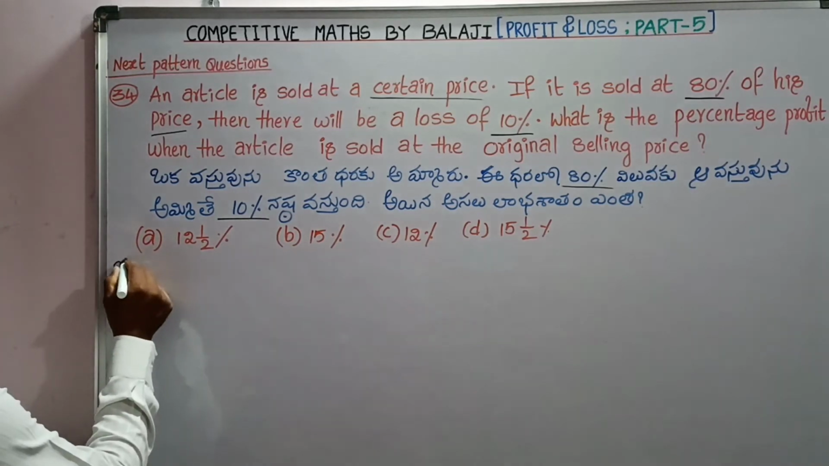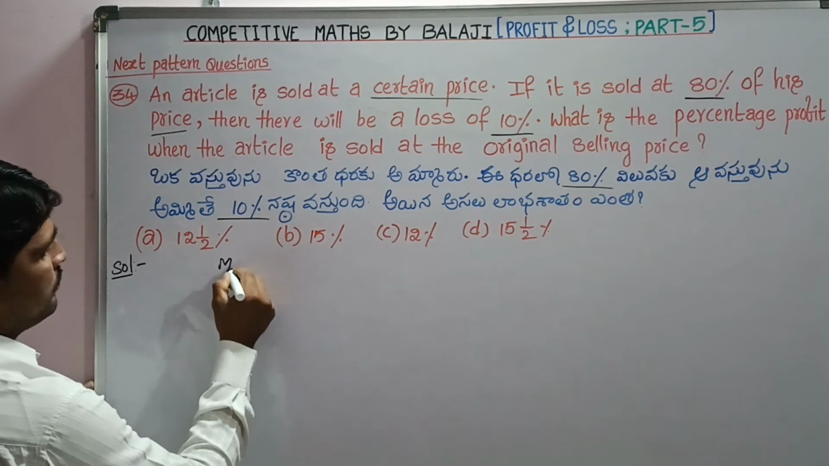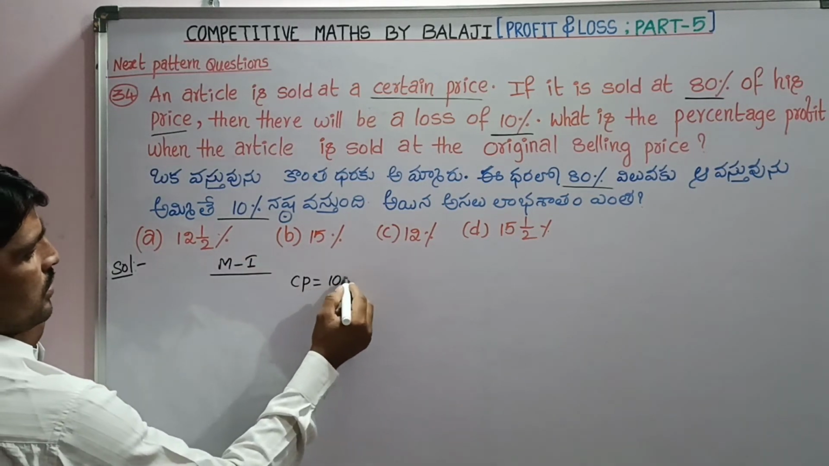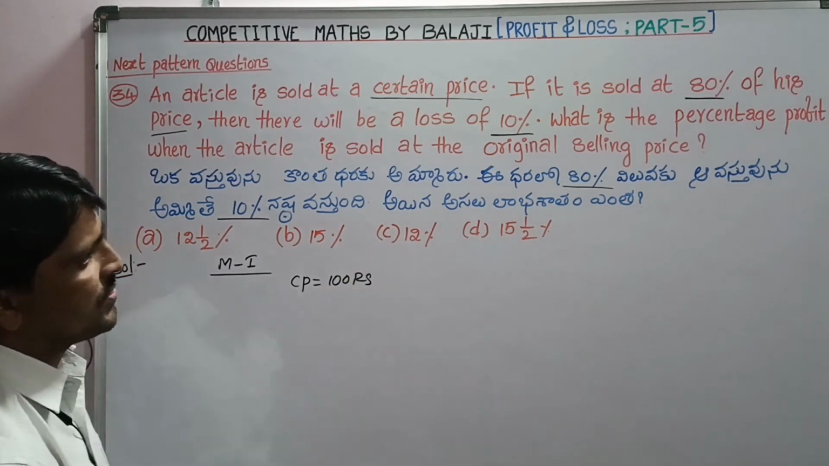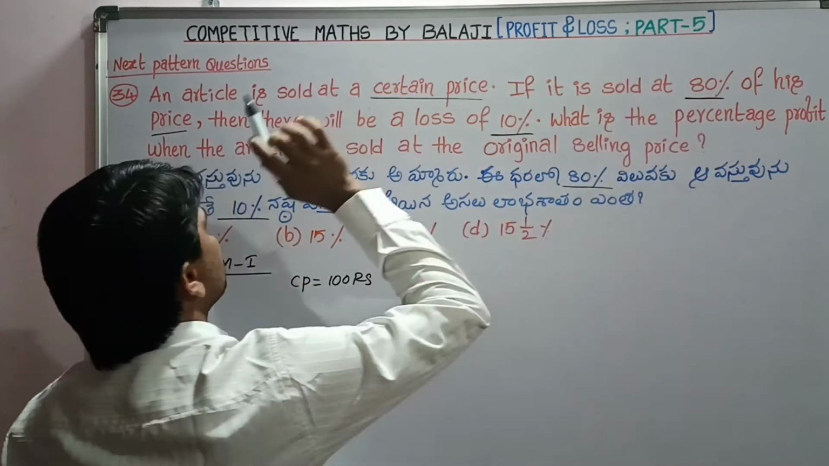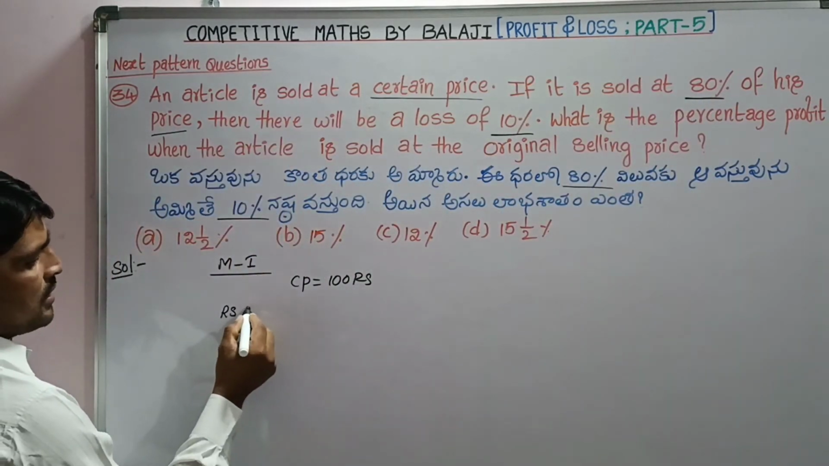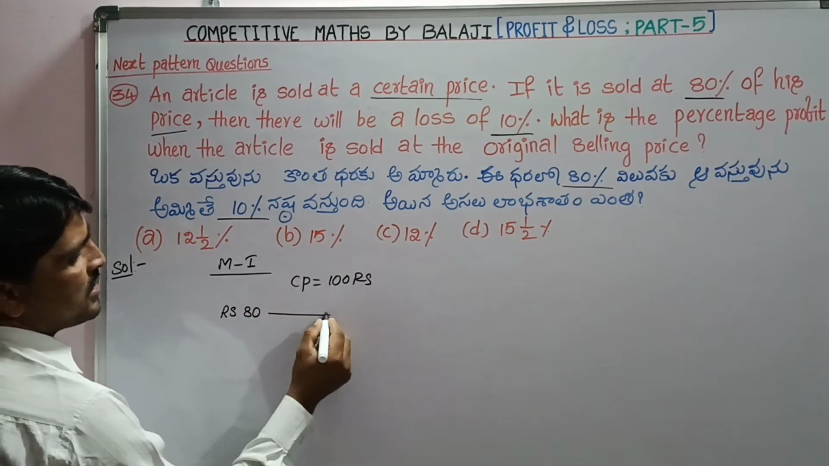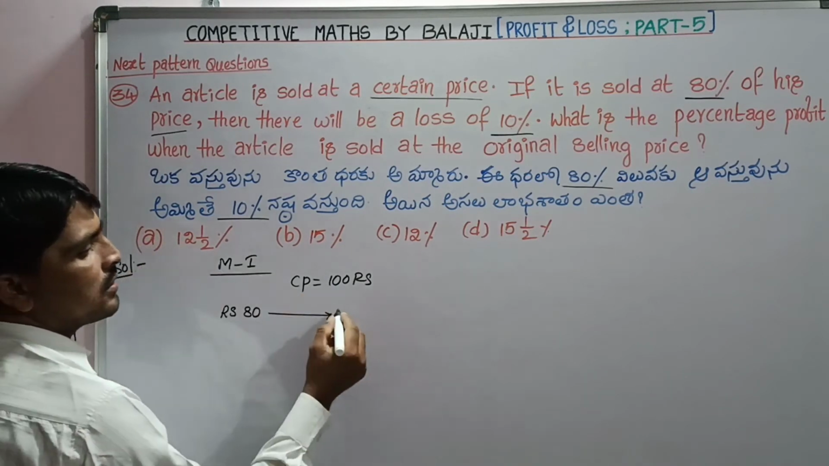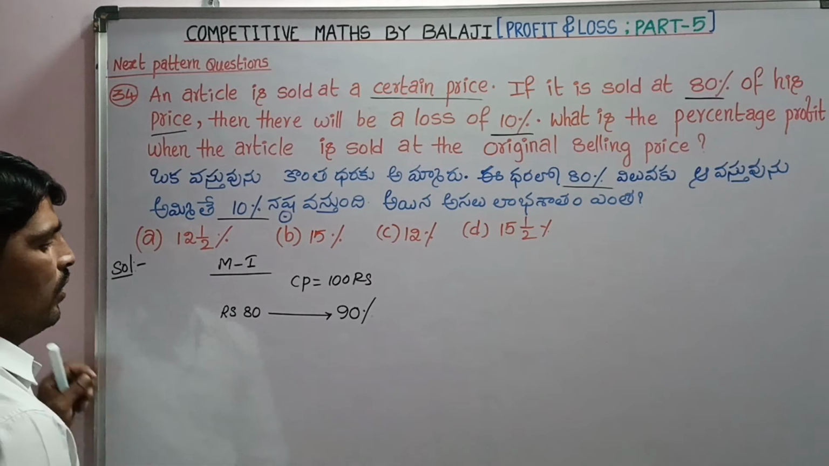Let us see it by two methods. First, as usual method 1. CP is always, let us suppose CP is 100 rupees. Then if it is sold at 80% of his price, that is selling price. Suppose that selling price is 80 rupees. He got 10% loss. That means selling price in percentage is 90%.